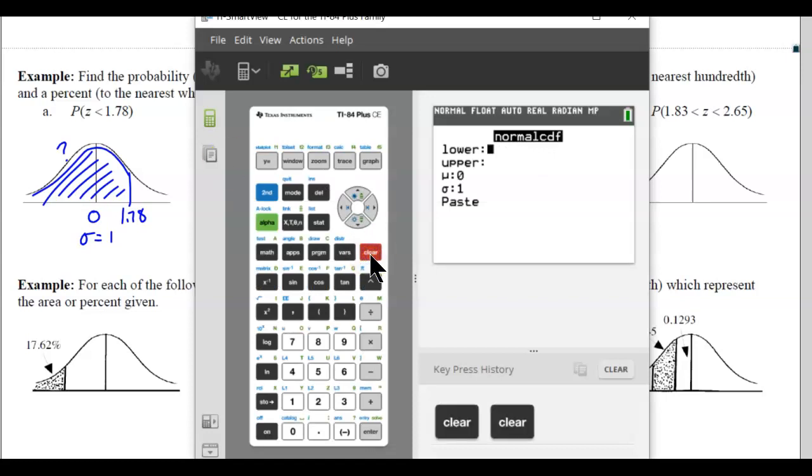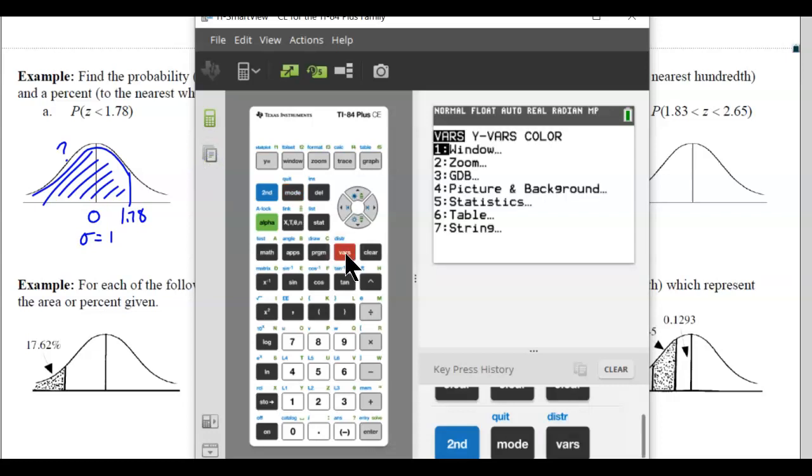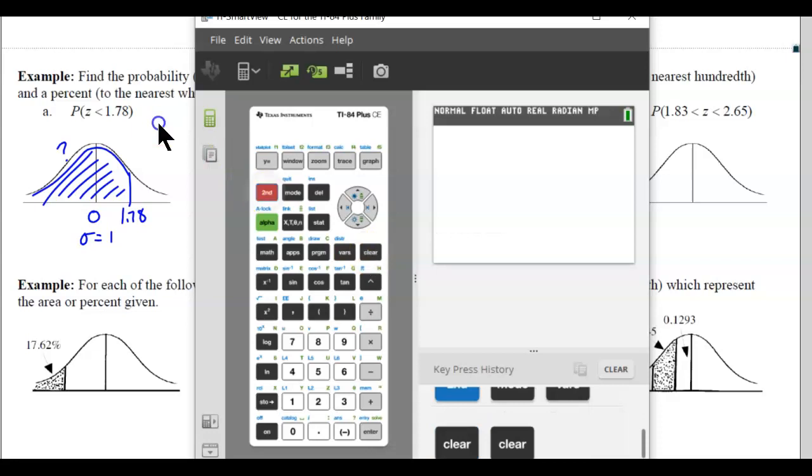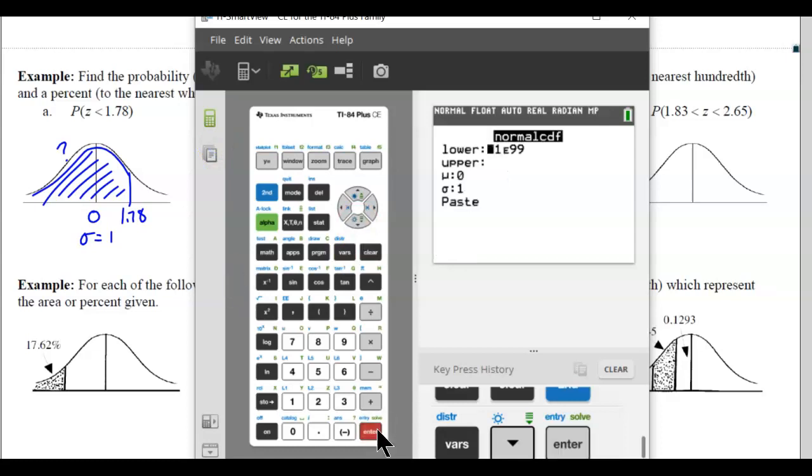So where do we find it? At second bars, which is distribution. Okay, so here, normal CDF. We only use normal CDF and inverse norm. So normal CDF, if we want to find that area, that probability underneath. So cursor down or select 2, enter on that.